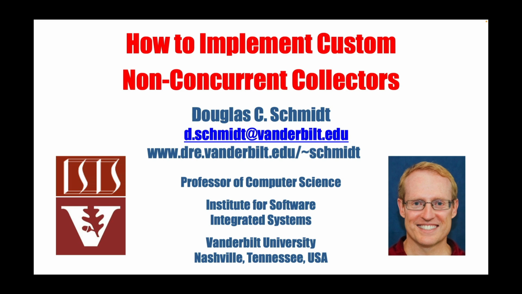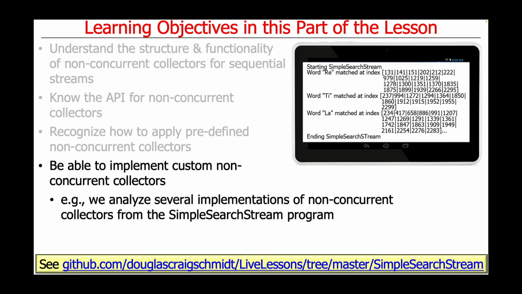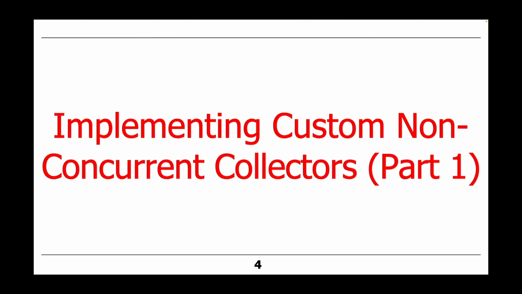So the last piece of the puzzle, and then we'll pretty much be done with sequential streams, is to talk about how to implement custom non-concurrent collectors. And so here we're going to see how these can be implemented the way we want to implement them if what we get out of the box is not sufficient for our purposes. And we're going to take a look at a couple of different implementations of non-concurrent collectors from the SimpleSearchStream program that we've been looking at as a running example through a lot of the sequential streams discussions.